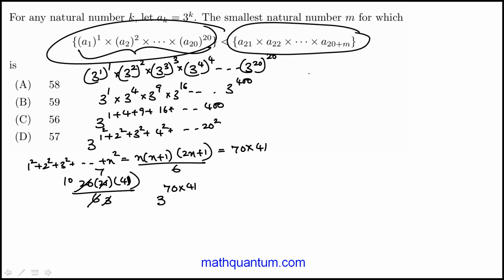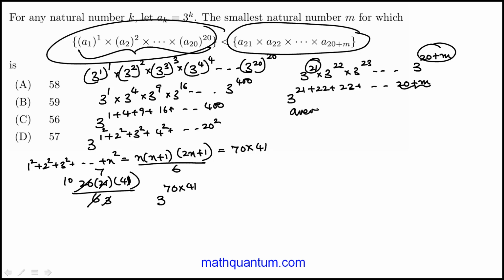A sub 21 would be 3 to the 21, 3 to the 22, 3 to the 23, all the way to 3 to the 20 plus m. So again, here we're adding the exponents, 21 plus 22 plus 23, and this is an arithmetic sequence. And the average would be the average of the first and last term. So it would be 21 plus 20 plus m over 2, or 41 plus m over 2.